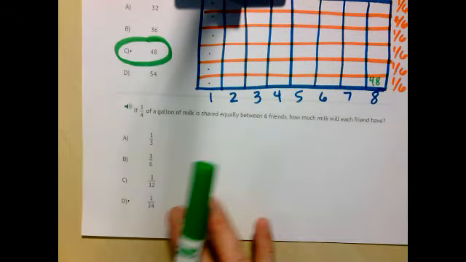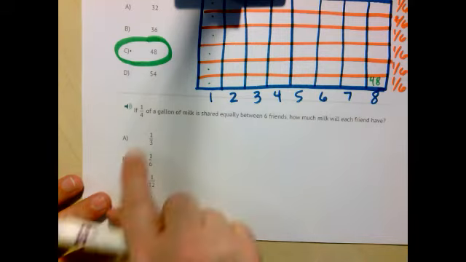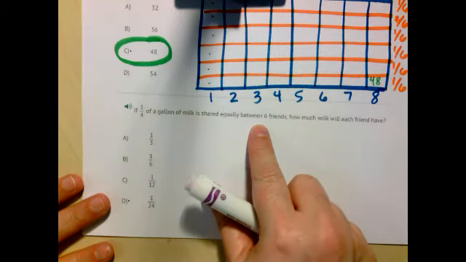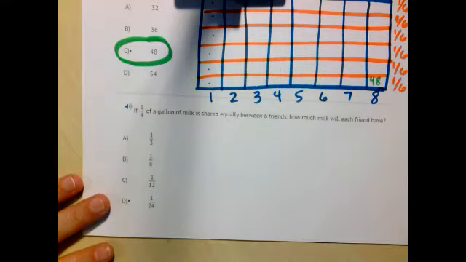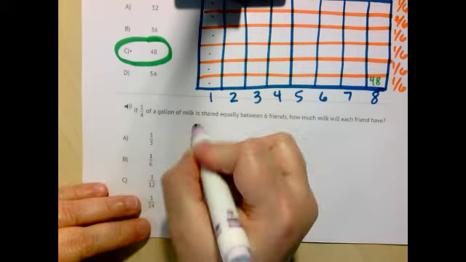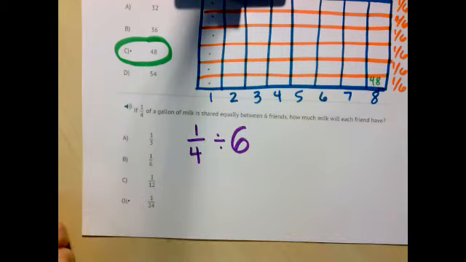So, taking a look at the next question with the gallon of milk. So, if you need to find that on your paper, go ahead. And this one says, if 1/4 a gallon of milk is shared equally between 6 friends, how much milk will each friend have? So, here's what I'm trying to solve. I'm trying to solve 1/4 divided by 6.